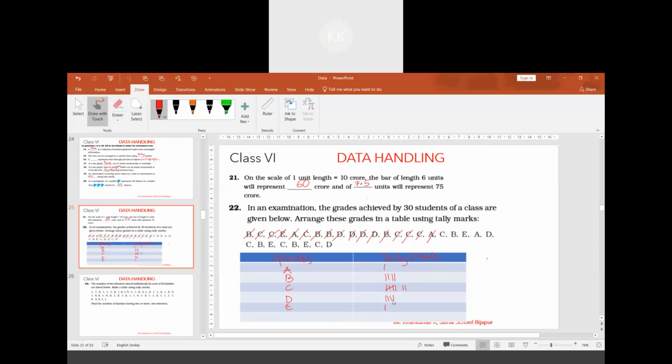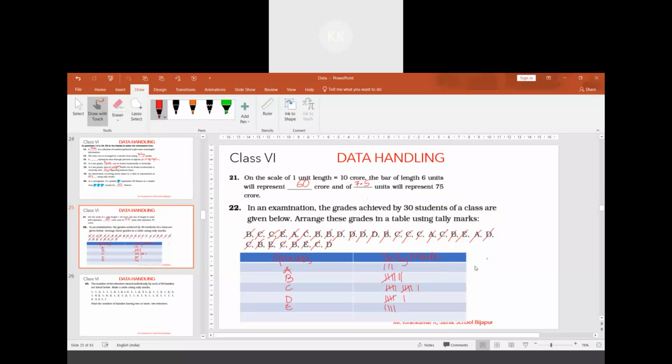Next is A. Next is C. Next is B. Next is E. Next is A, D, C, B, E, C, B, E, C, and D.